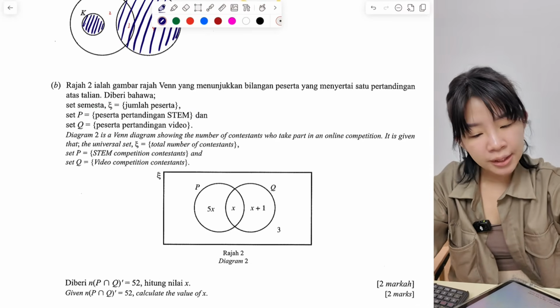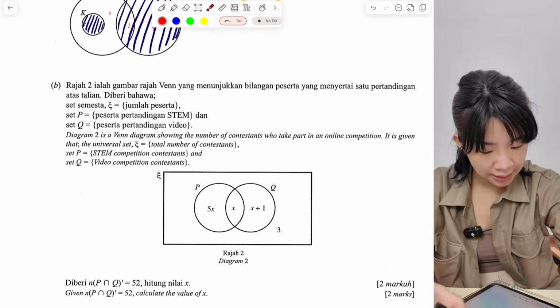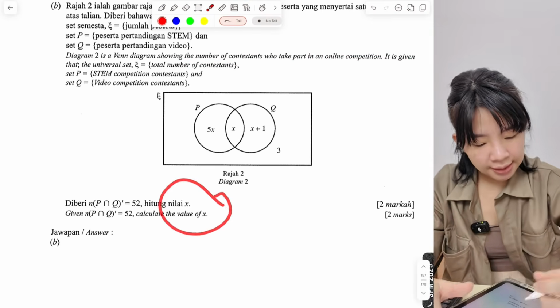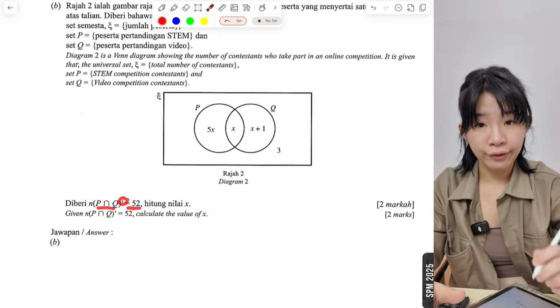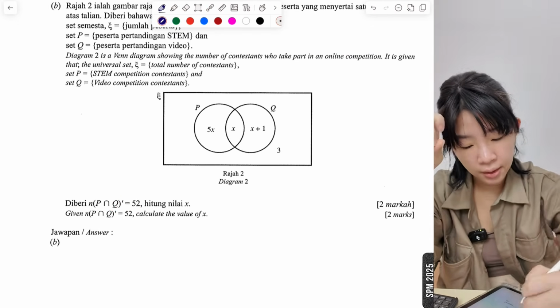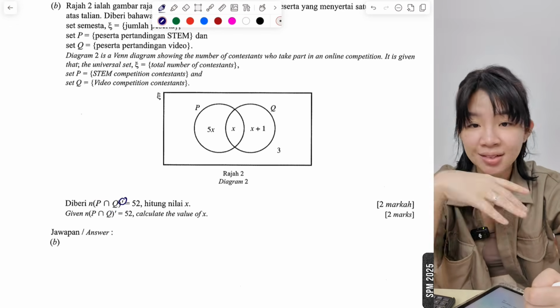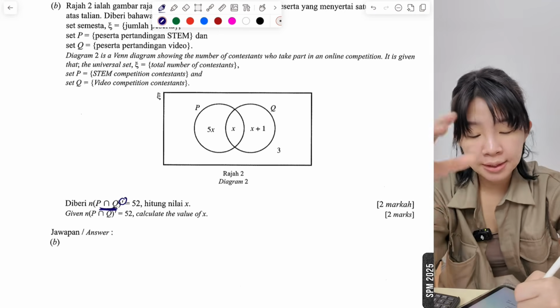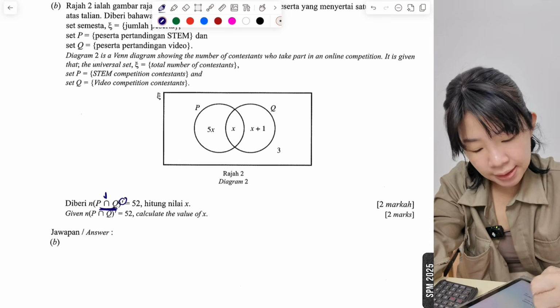Next. Okay, so they show us a Venn diagram. Okay, this Venn diagram shows the number of contestants in one online competition. Okay, so we need to find X. So they say the number of P intersect Q prime equals to 52. So when you see a comma, meaning we don't want, other than, except, don't want this. Okay, so P intersect Q, what is it? We don't want. Okay, but you see the symbol intersect means repeat.